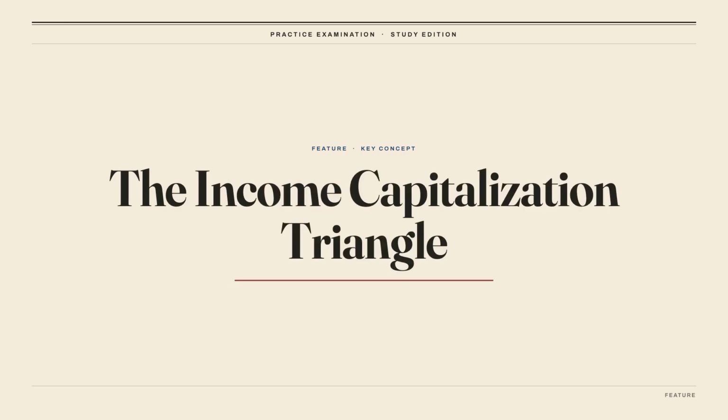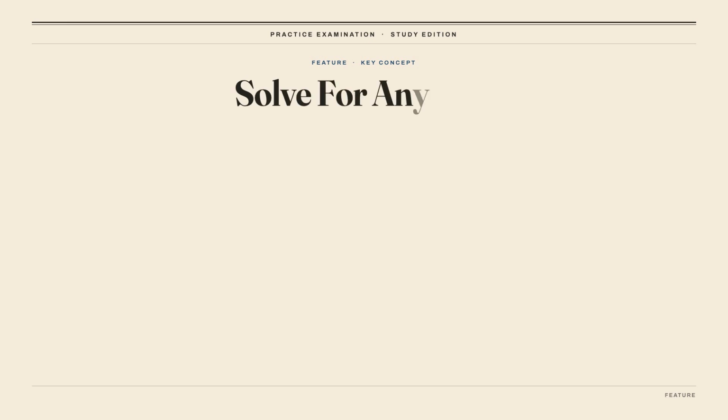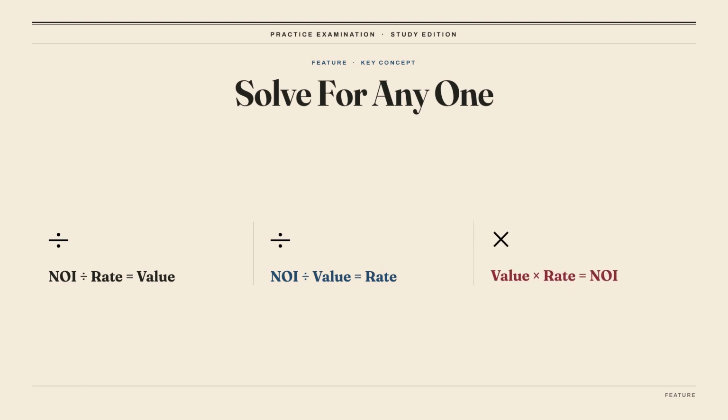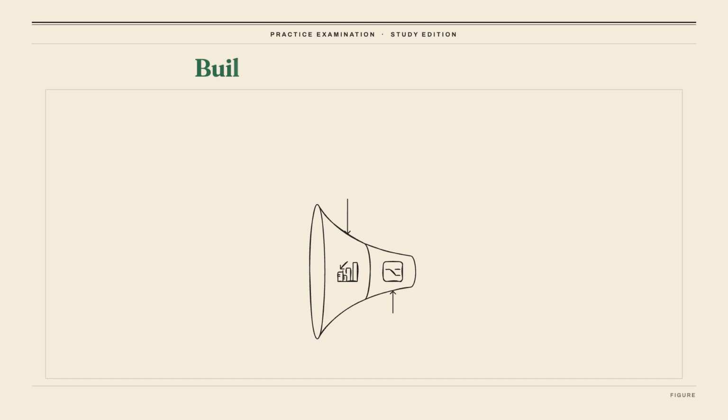3 numbers sit in a fixed relationship at the center of income property valuation. And every exam question is really asking which one is missing: net operating income, the capitalization rate, and value. Net operating income divided by the rate produces value. Net operating income divided by value produces the rate. Value multiplied by the rate produces income. Know any 2 and you can solve for the third.